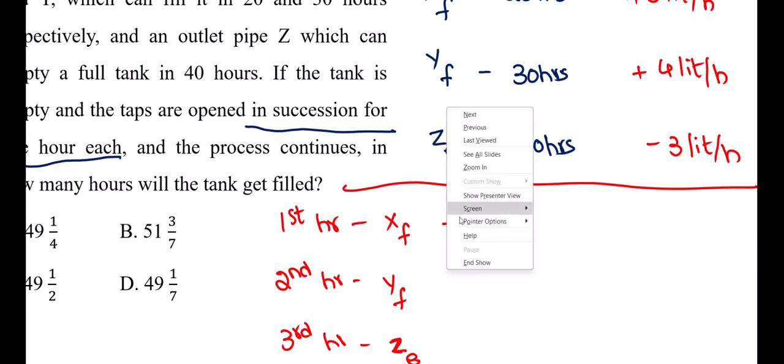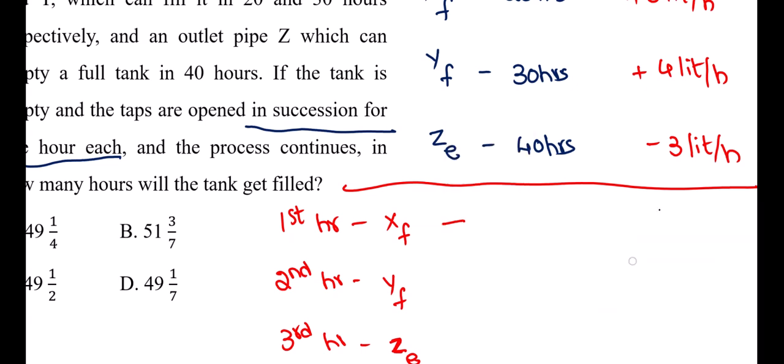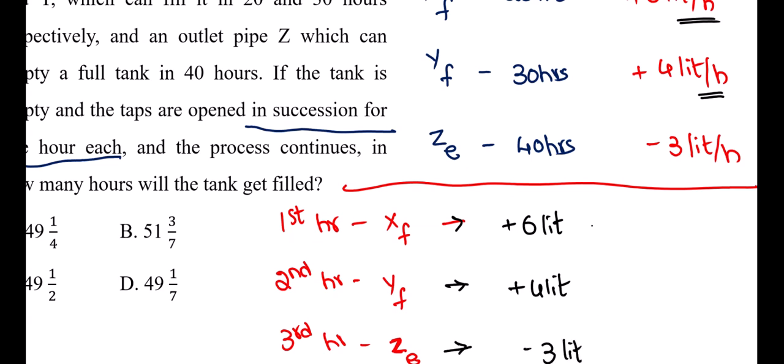Now, in the first hour, X: what is X's efficiency here? X's capacity is that it can fill 6 liters in 1 hour. So X is adding 6 liters in the first hour. What about Y? 4 liters added. Then Z removed 3 liters. Now 3 hours are completed. The job done is only 7 liters filled.